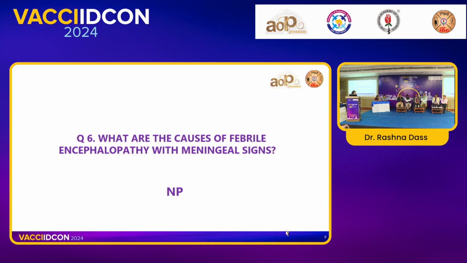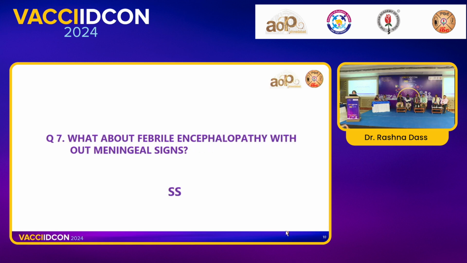So what we need to see is that it is more of the infective causes which will cause meningitis and meningoencephalitis. So first we'll think of infective, and then we'll keep non-infective in the background.